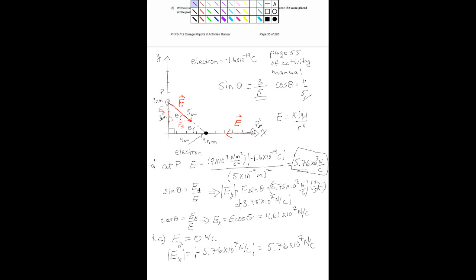Okay, we're going to leave part D for now, but I hope this is helpful for you guys. If you're having trouble with vectors and how to set up coordinates for an electric field, you should look at this and try to do this on your own so that you get some practice. Okay, that's all for now.